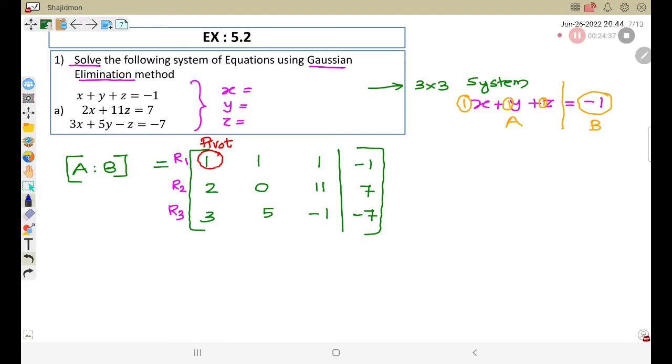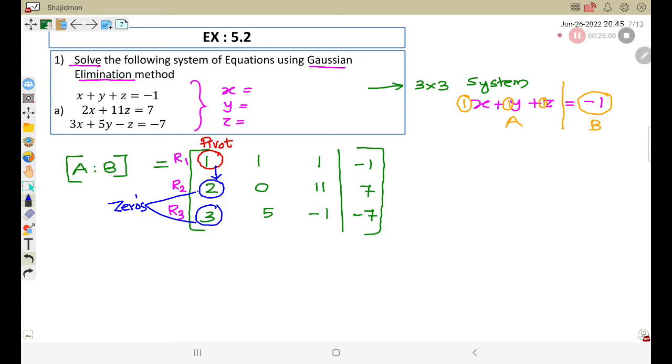Now what we will do: after making the 1, the numbers below it should be 0. These two numbers we need to change into zeros. This is the second step we need to do. These two number positions we need to change to 0 because the matrix should be upper triangular. That is why we are changing those two numbers into 0.